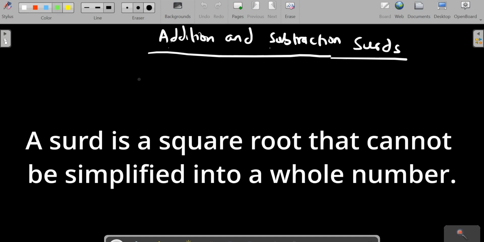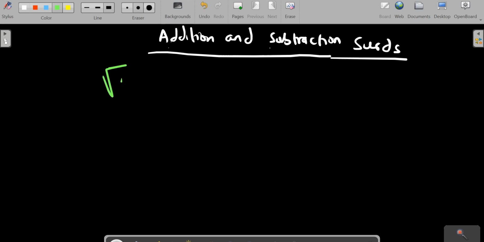For example, what is the square root of 4? The square root of 4 is 2. What is the square root of 16? It is 4. But these are not surds. These are square roots of rational numbers.